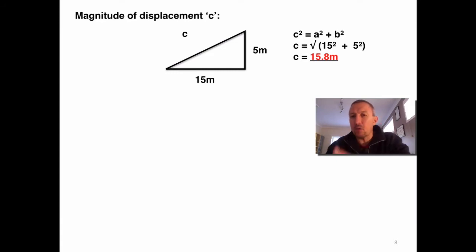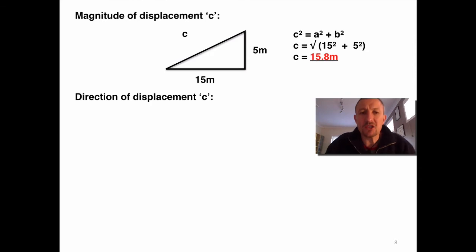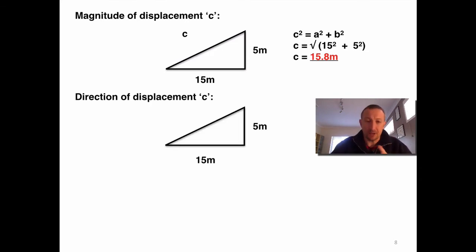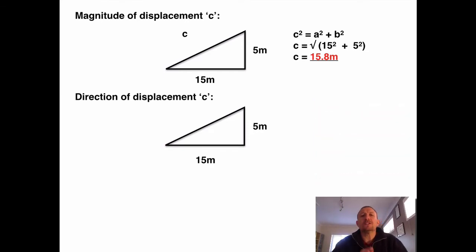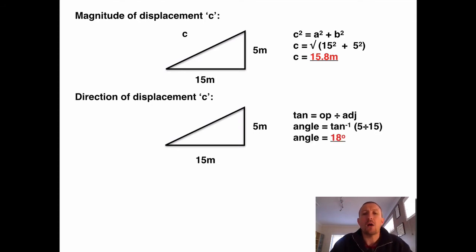So I know how far away I'm going to be, but am I going to be going from home 15.8 meters this way or 15.8 meters this way? And what's the angle that I'm going to move through? So that's what I'm going to find out next. So the direction of displacement can be calculated using trigonometry. Okay, so I know that I'm going to be going in a northerly direction because I was told to go north. So I want to find the angle X, now which is in the bottom left-hand corner of that triangle.